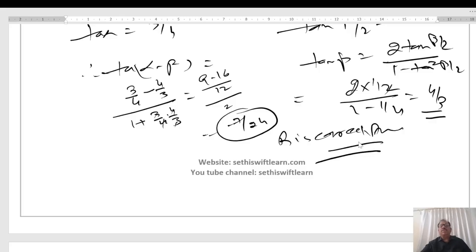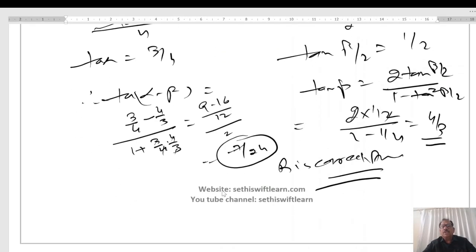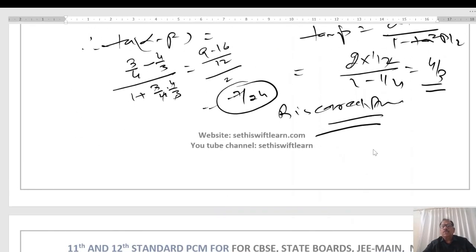Here the simple technique was only that first we have to find the beta by 2, then we have to find the beta, then we have to put in the answer, right? Next question.